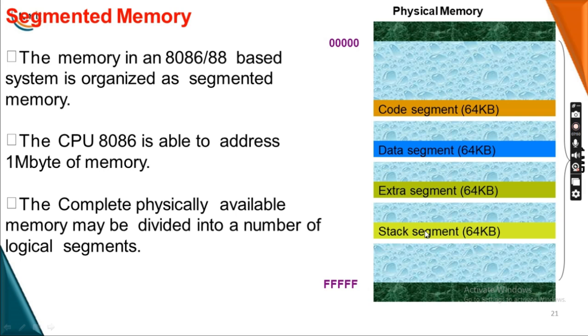Getting your point? Right. So here we have 4 segments, and they are divided 64 kilobytes each. Nothing but 0000 to FFFF like that: 1 0000 to 1 FFFF, then 2 0000 and so on. So it will divide the number of addresses like that.